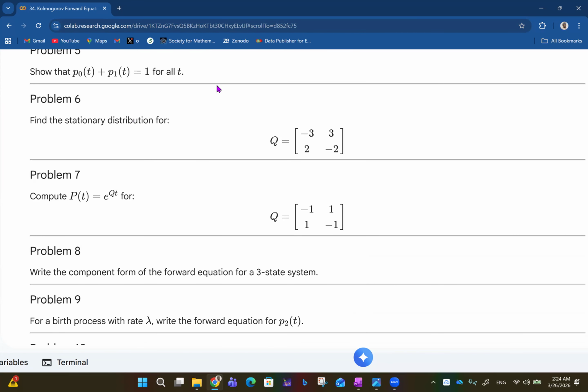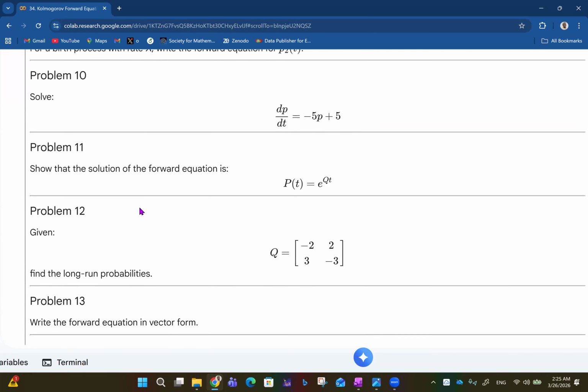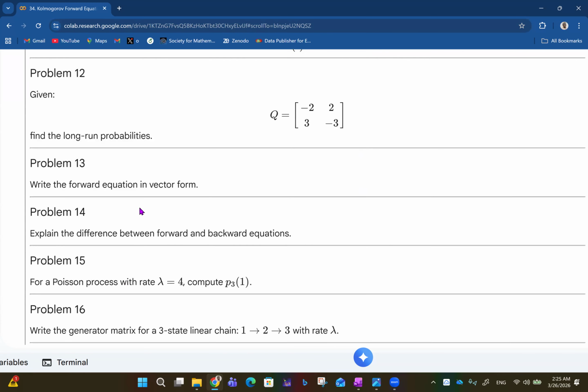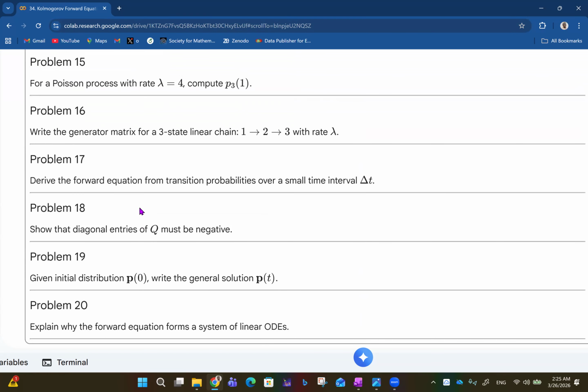Then find the stationary distribution for this. That's pi Q equals 0. Then compute P(t) equals e raised to the power Qt. You can do that too. Write the component form of the forward equation for a three-state system. Then for a birth process with rate lambda, write the forward equation for P2(t), and so on and so forth. You want to try out all these questions to see how well you understand. Let me know how helpful this is for you, and if there's something else you'd like me to try out, feel free to let me know.